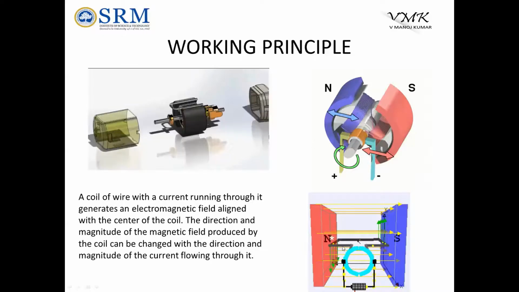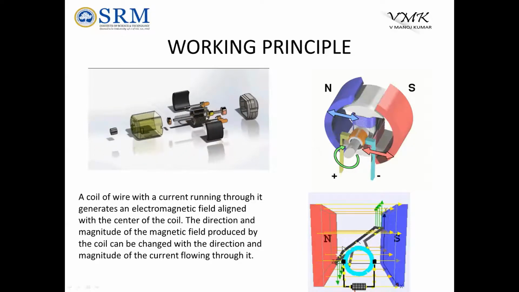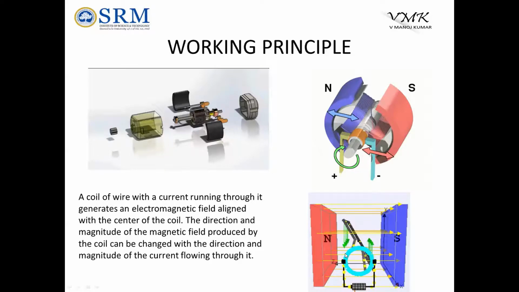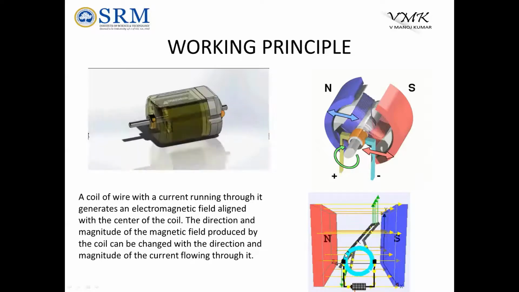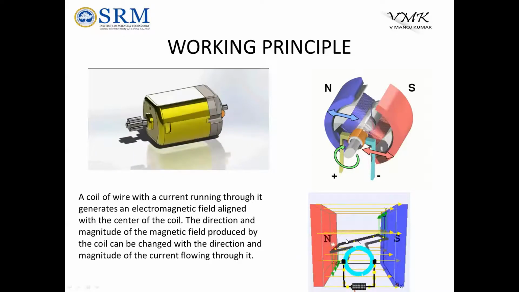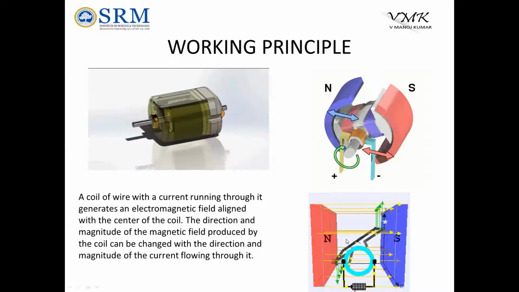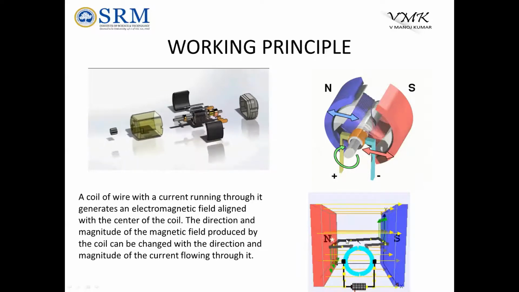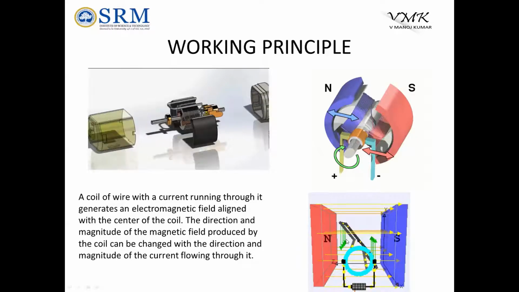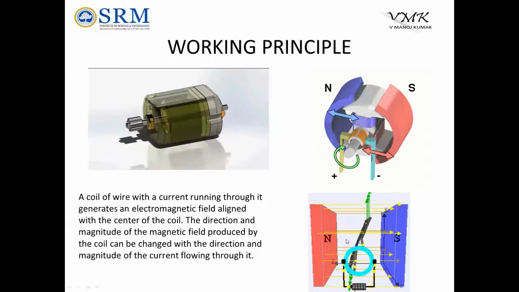Okay, so this is going to let the RPM be increased. With a smaller amount of current, I can give a larger amount of force. In most motors, the coils will be wound. Even in solenoids, the coils are wound because it creates a lot of magnetic flux.